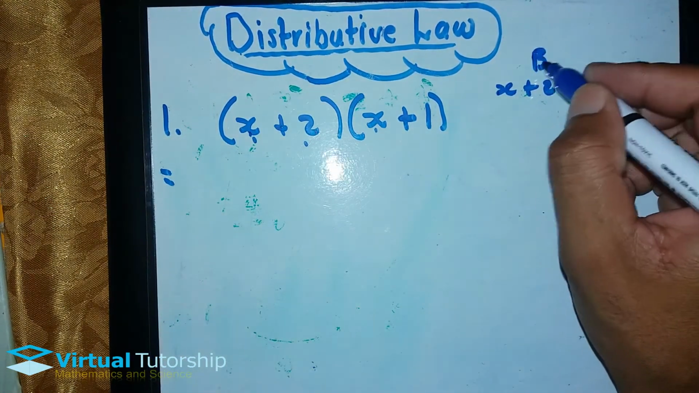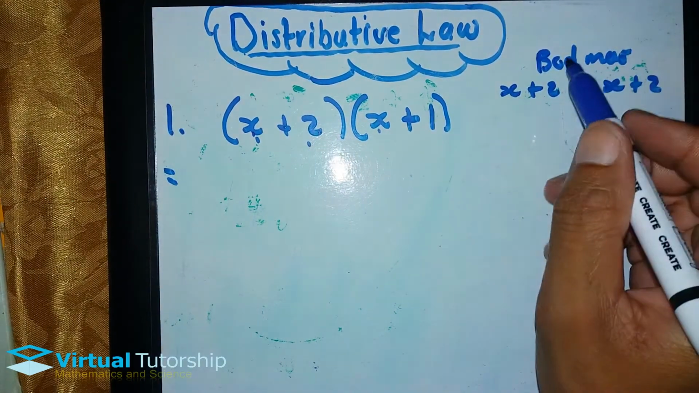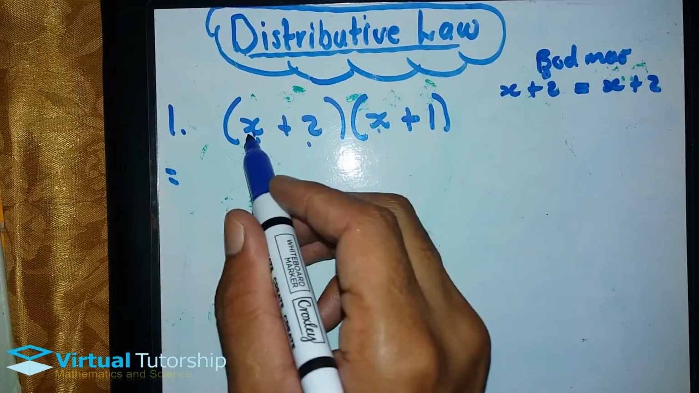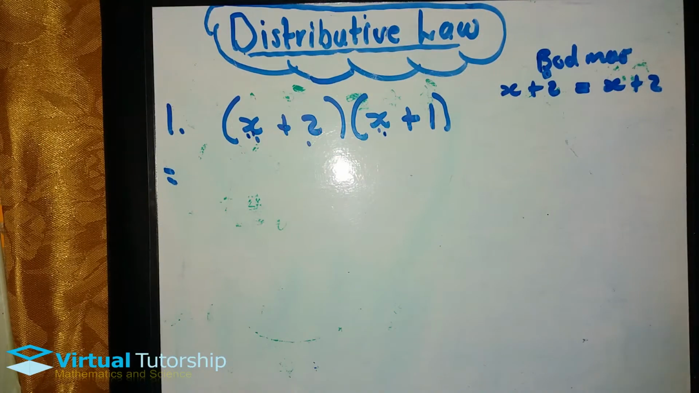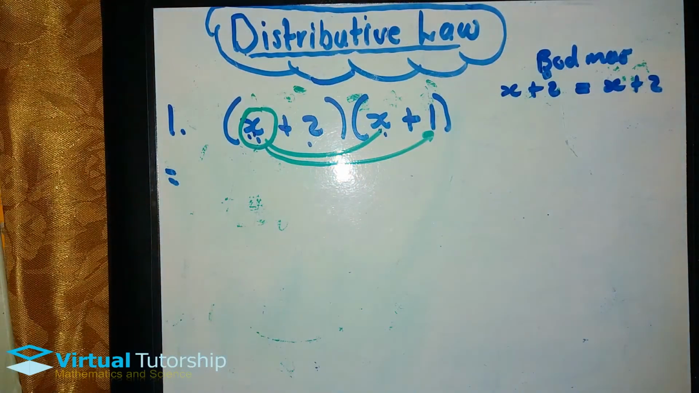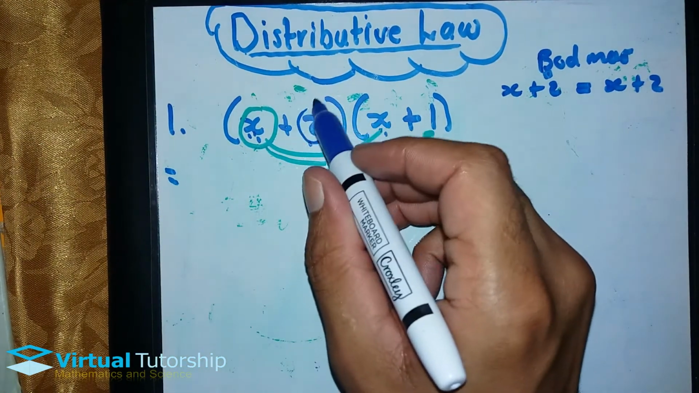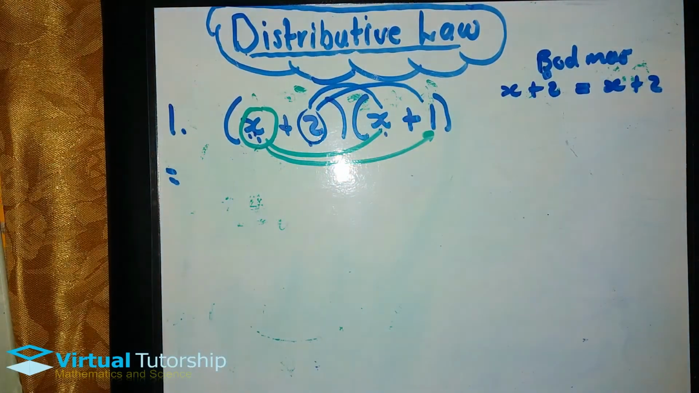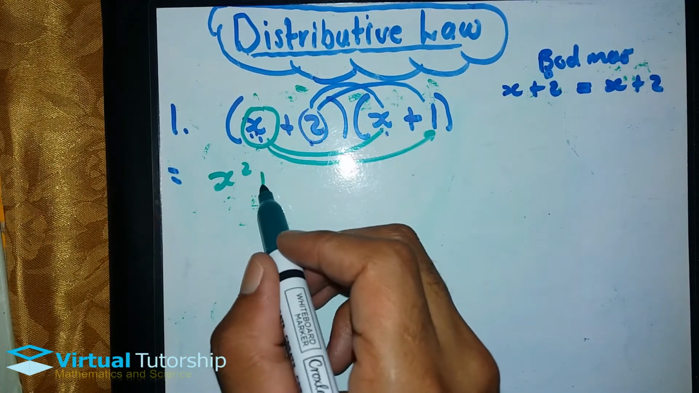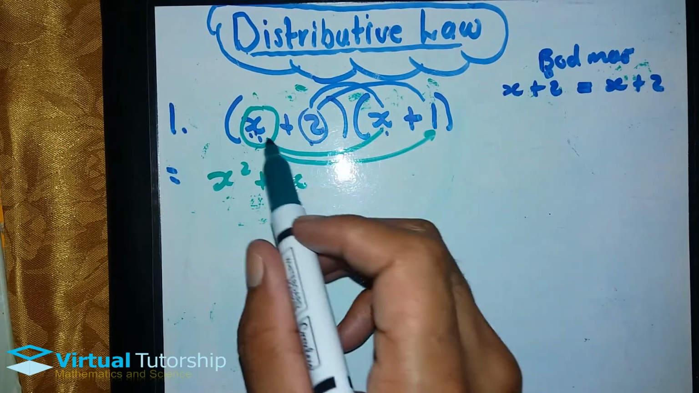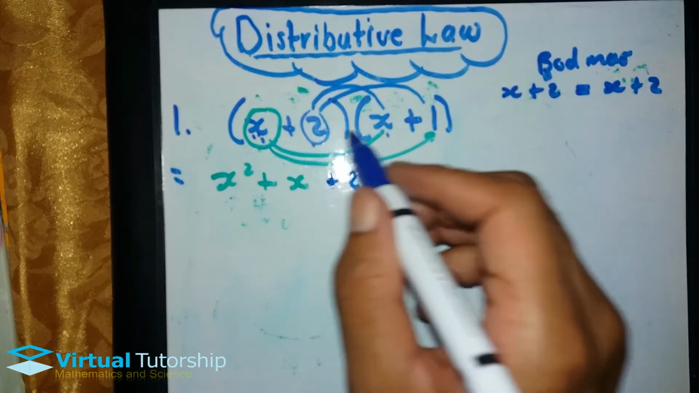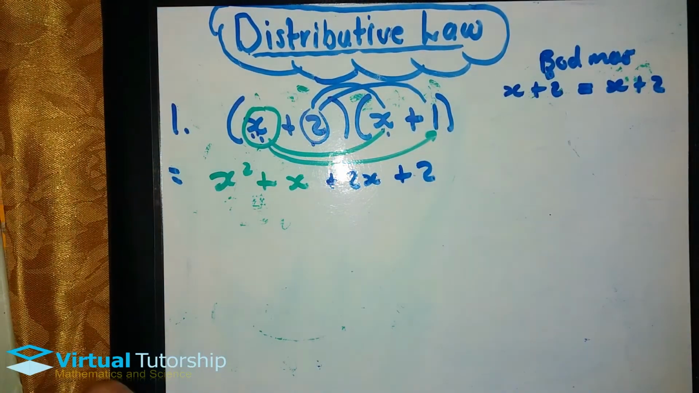So in order to solve for this bracket, remember still BODMAS, in order to remove these brackets we must use the distributive law. So the x times this x, as I explained, this x times this x, and then this x times that 1. And then this 2 will also multiply this x and multiply that 1. So it's going to be x times x, which is x squared. x times positive 1 is x. And then 2 times x is positive 2x. And then 2 times 1 is positive 2.